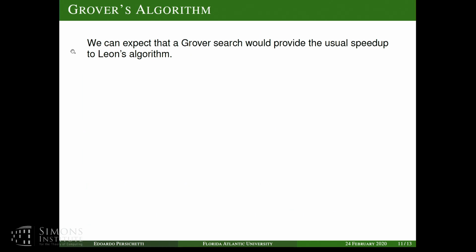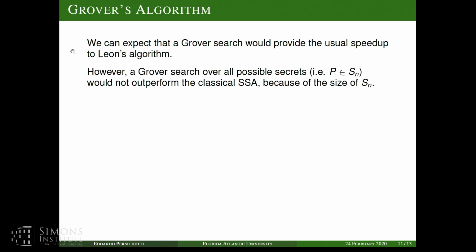What about the quantum side? Because this is, after all, a quantum cryptanalysis workshop. So first of all, there is Grover, right? And we can imagine applying Grover to Leon's algorithm, which is a search algorithm fundamentally at its core. And we can at least imagine the usual speedup in the search part. For SSA, if we try to do a naive Grover search over all the possible secrets, then this will not outperform the classical one, just because of the size of the space we're searching.